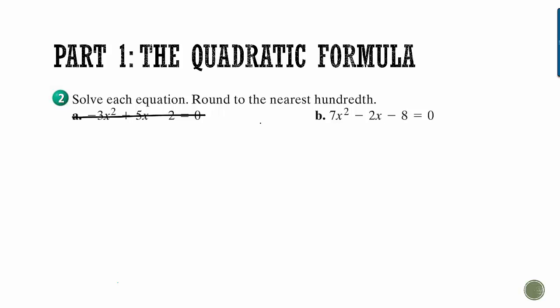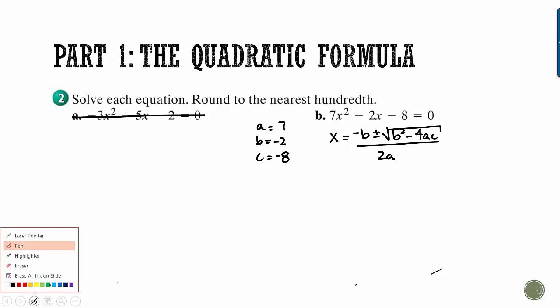So it's already in standard form, so the first thing I need to do is pick out what I'm going to plug in. So I'm going to plug in 7 for A, negative 2 for B, and negative 8 for C. So write out the quadratic formula. Negative b plus or minus the square root of b squared minus 4ac, all divided by 2 times a. And then we can start plugging stuff in.